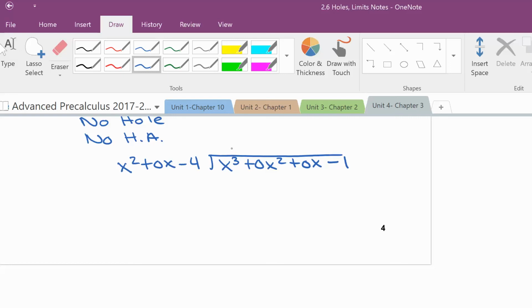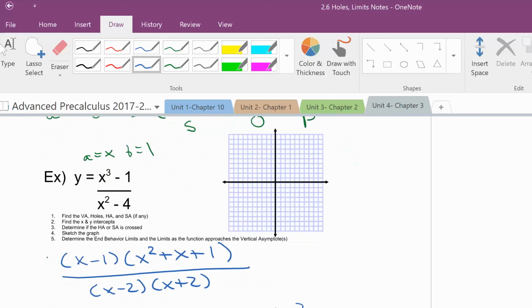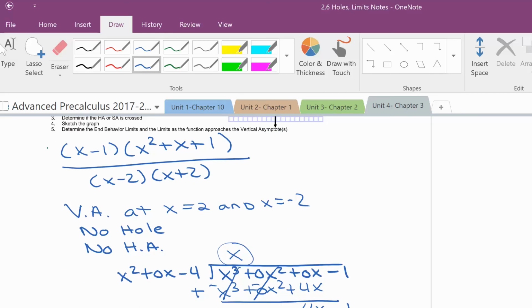Well, x times x squared will give you x to the third. Then you multiply. Then you subtract. Remember, when you subtract, it's like adding the opposite. So when you add here, they cancel out, and you get 4x minus 1. If you notice, 4x is less than x squared as far as degree, so that means your slant asymptote is just the line y equals x. Now, the x-intercepts.